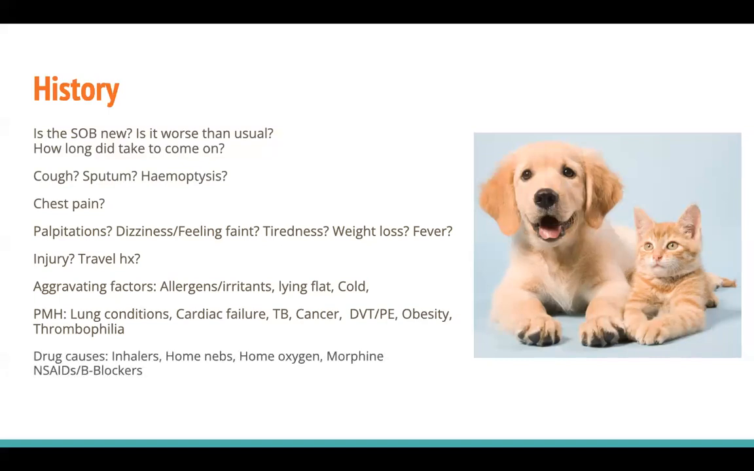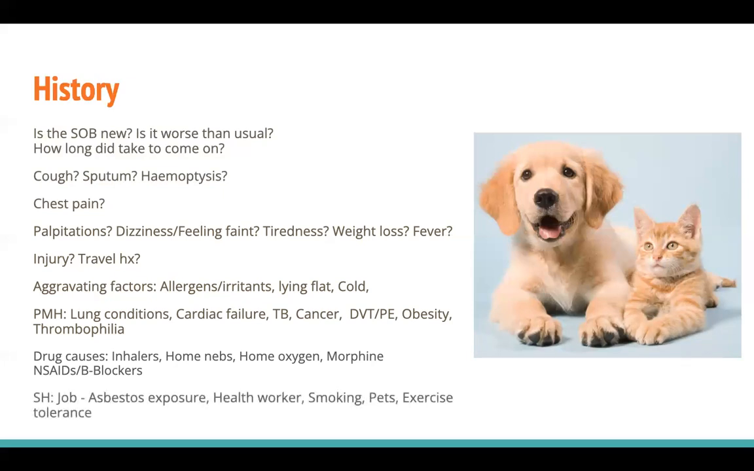Go through their drug history. Are they on inhalers, perhaps for asthma? Are they on home nebulizers or home oxygen for COPD? That will give you an indication of how poorly controlled their COPD is. Perhaps they're on morphine for shortness of breath at home, or morphine's causing new respiratory depression. Have they been recently started on a course of NSAIDs or beta blockers? This could make breathing worse in asthma.